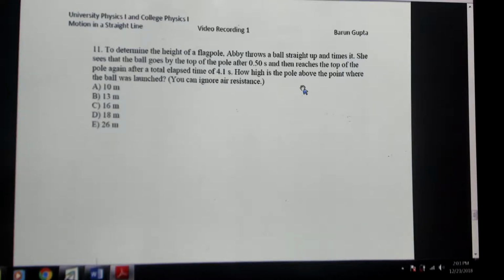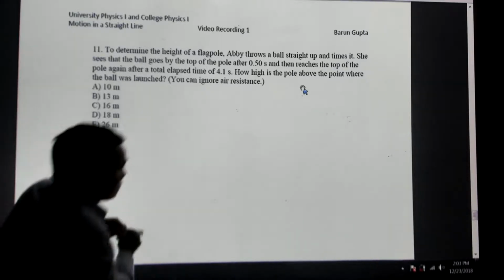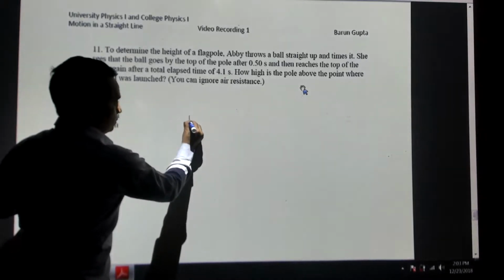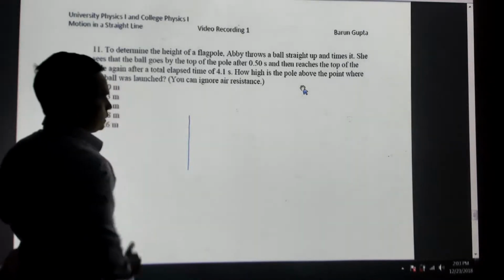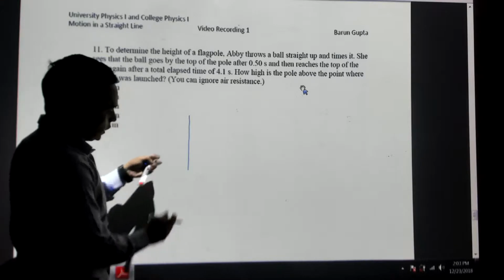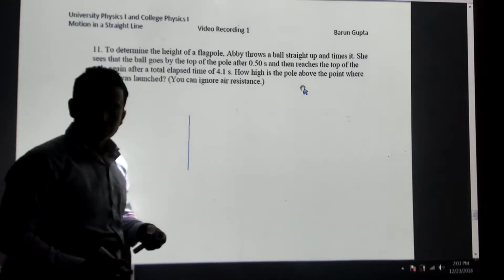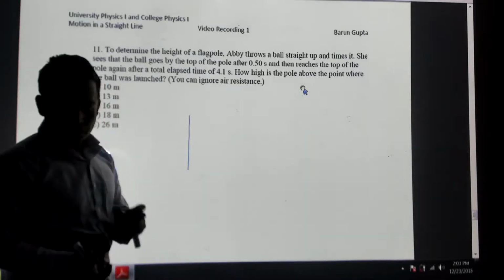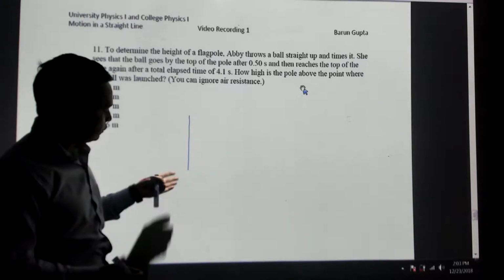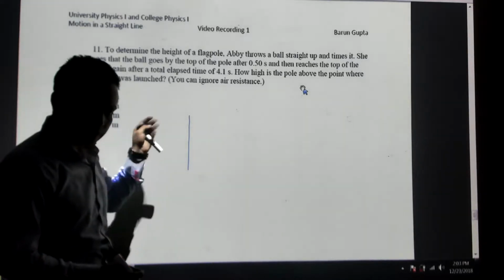In this problem, your goal is to find out the height of a flagpole. So let's say this is a flagpole, and you need to find out its height. What you have is a ball. Just by using a ball, you need to find out the height of this flagpole.